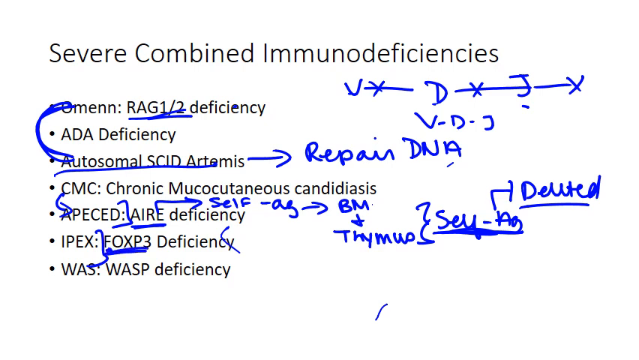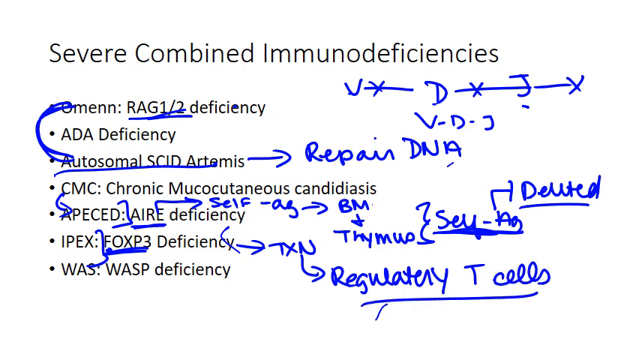IPEX. IPEX is a FOXP3 deficiency. FOXP3 is the transcription factor that's important for regulatory T cells. So remember, regulatory T cells are basically the T cells that tell all of the other cells of the immune system to sit down and shut up and let's end this immune response once and for all. They're the regulators. So they come in and they stop the immune response. If you lack FOXP3, you have trouble stopping immune responses. So you get uncontrolled inflammation and chronic inflammation.